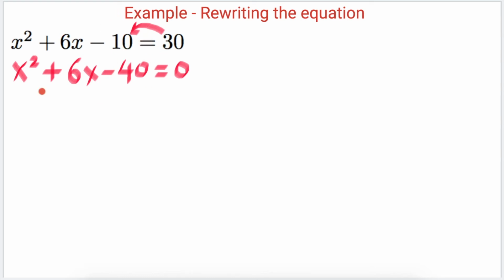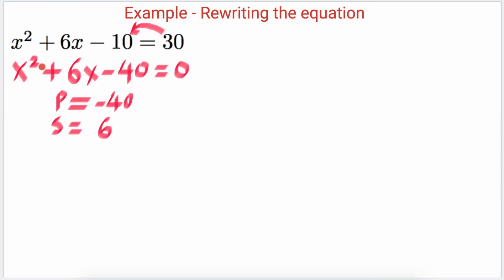We check again and we see that the quadratic expression has all the terms there, and now we need to identify A, B, and C. A is 1, B is 6, and C is -40. So we can write the product and the sum. The product is -40 and the sum is +6. The way we get -40 is by multiplying this constant times the coefficient of x squared. The coefficient of x squared is 1. 1 times -40 is -40.